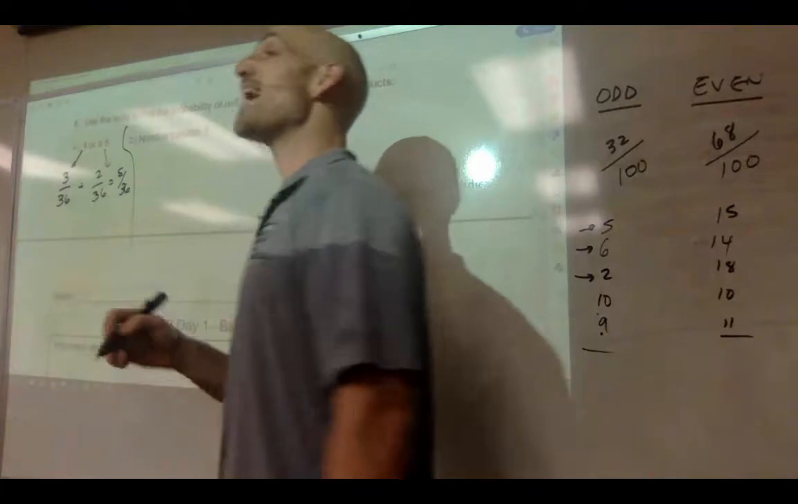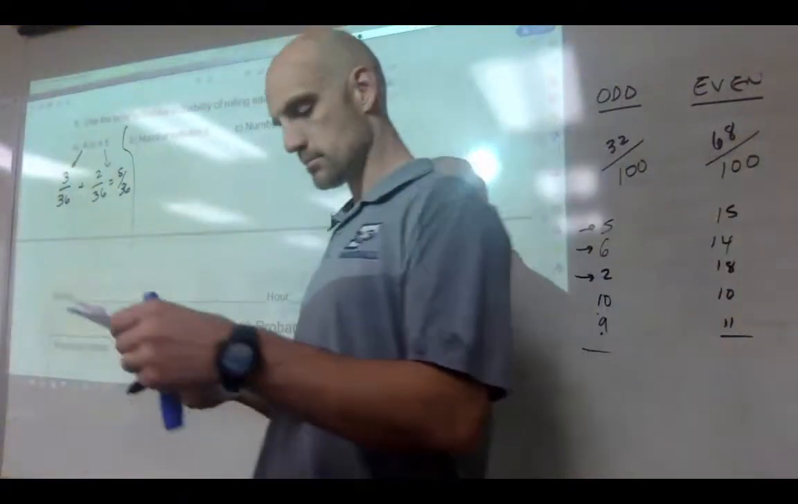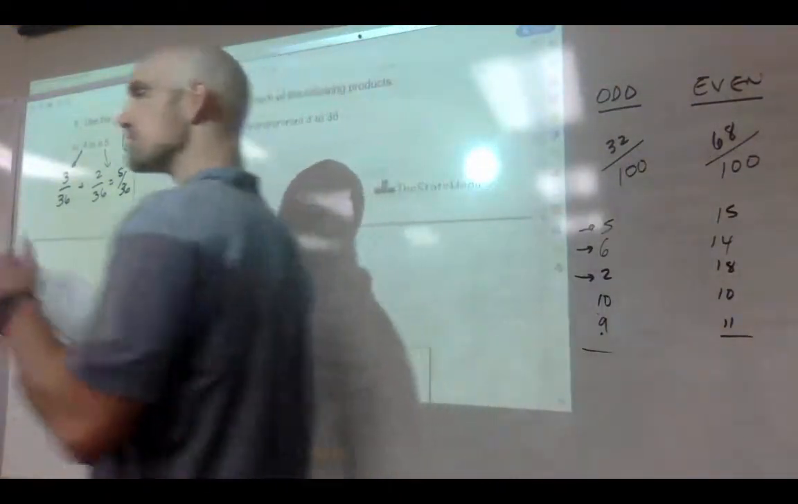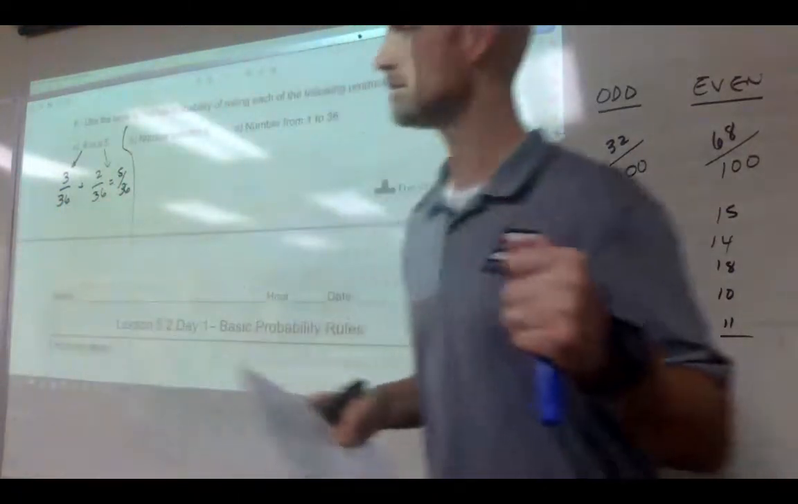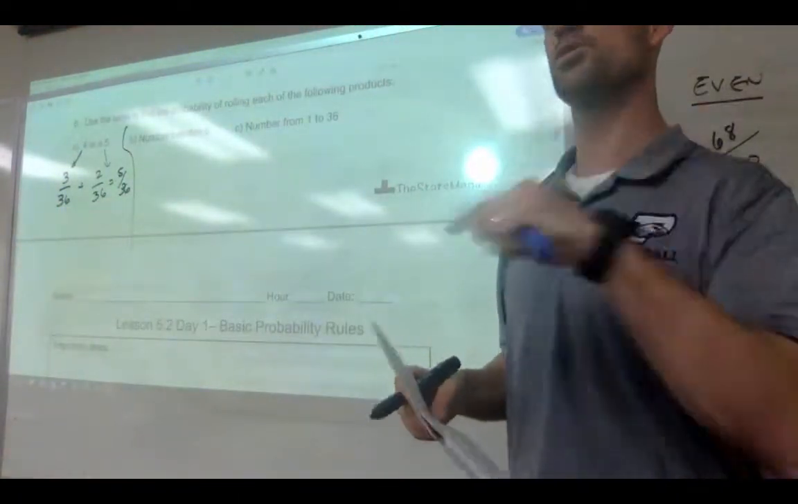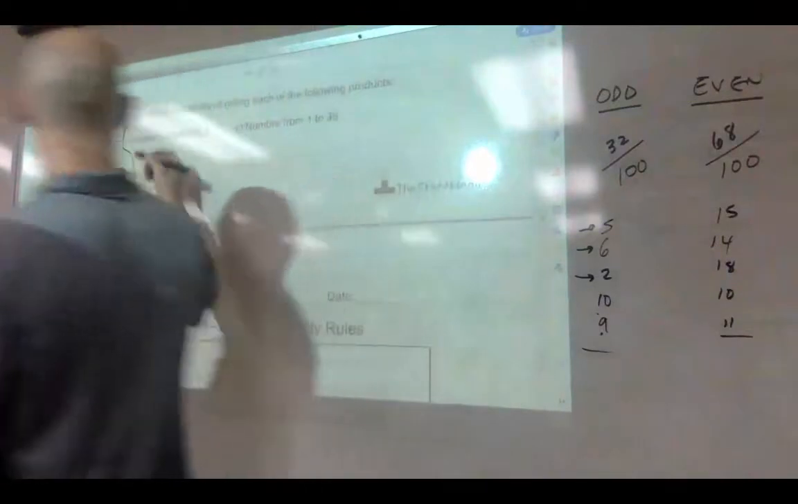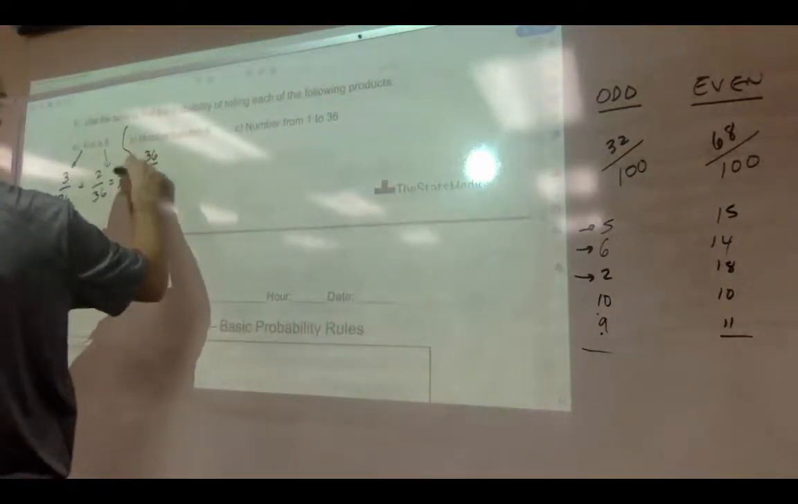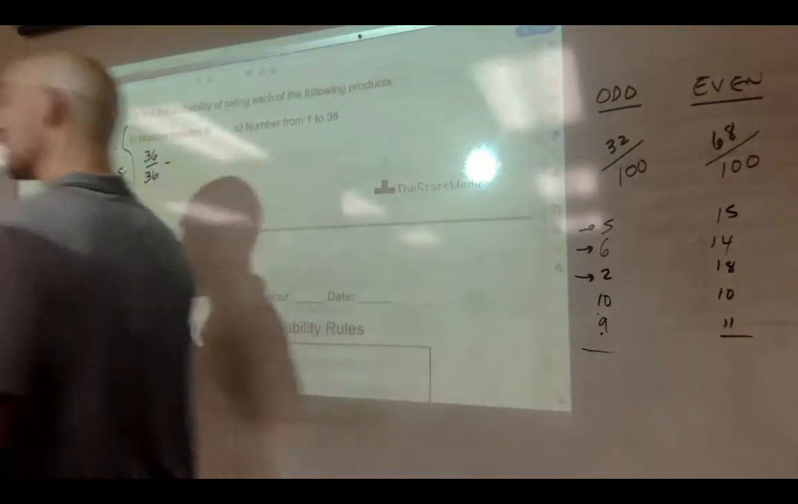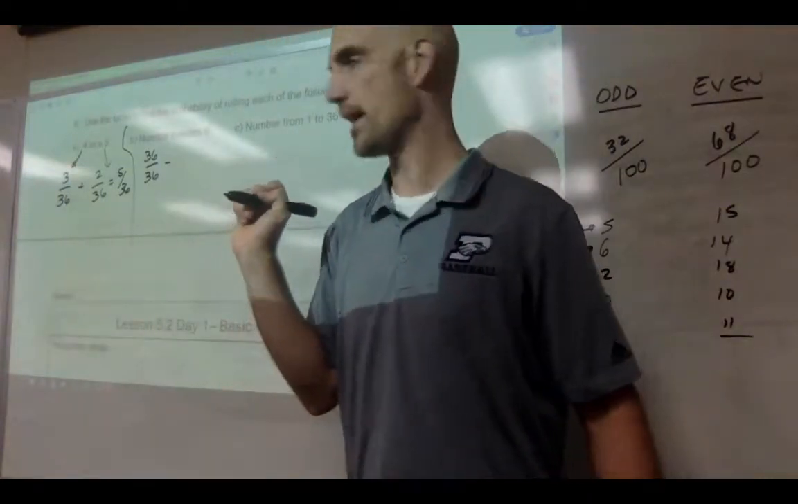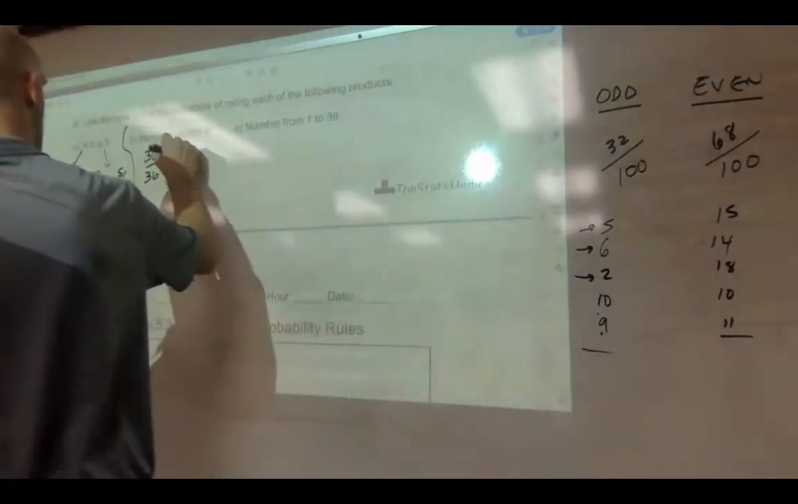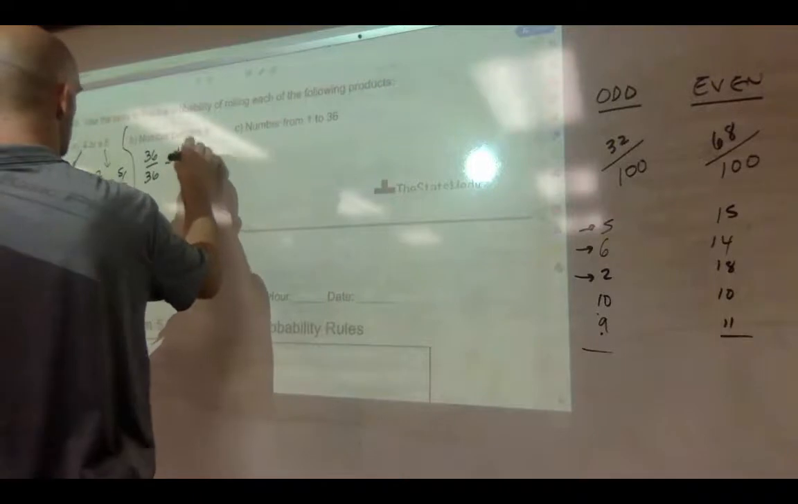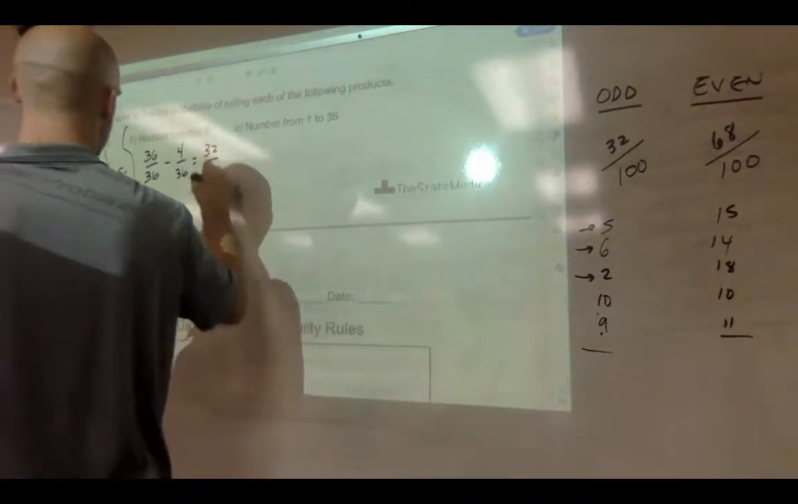What about a number besides 6? 32. How'd you do that? So what you did was you said there's 36 out of 36 ways to roll the dice, and I'm going to take away the ways that there are to roll a 6, which was 4 out of 36. So I get 32 out of 36.